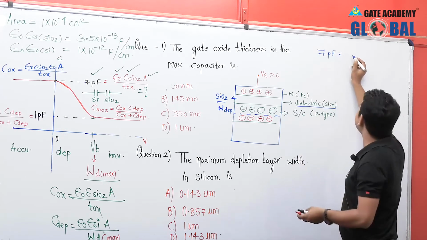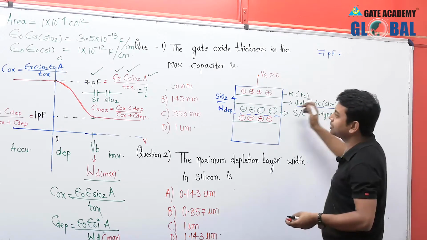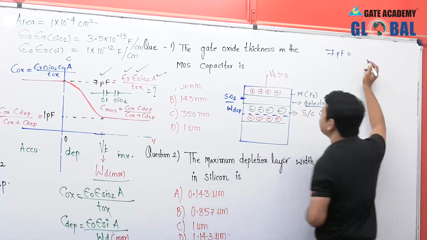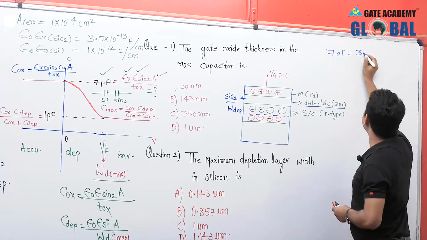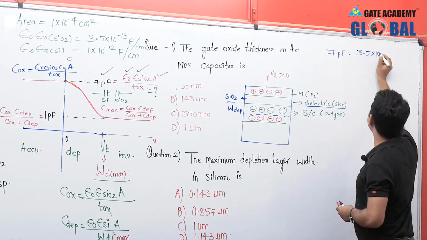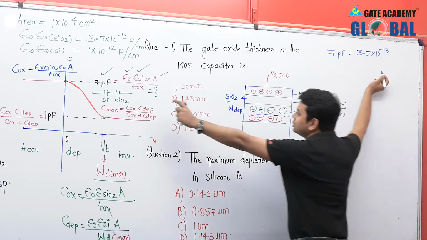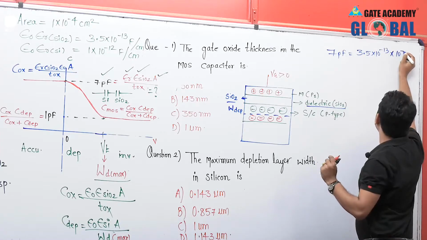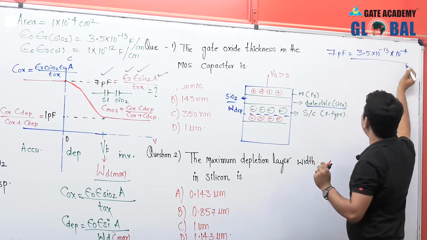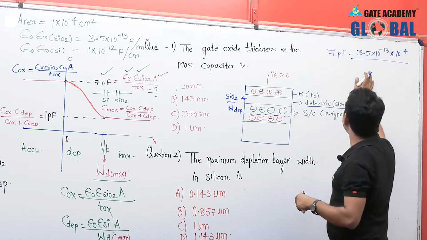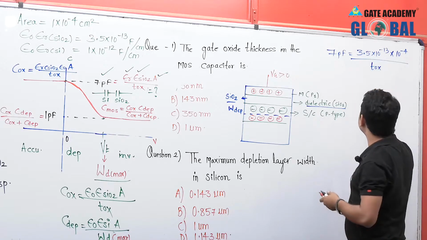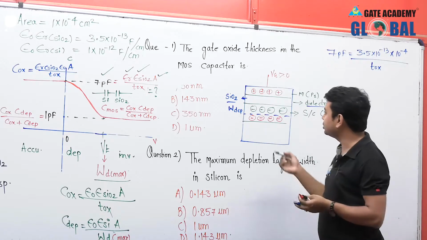and we have epsilon r of silicon dioxide. This is 3.5 into 10 to the power of minus 30, so this will be 3.5 into 10 to the power of minus 13. I am using this formula, remember this. And the area of cross section is 10 to the power of minus 4. And the last one is the thickness of oxide, which is the question here. I think you have understood what the area of cross section is.